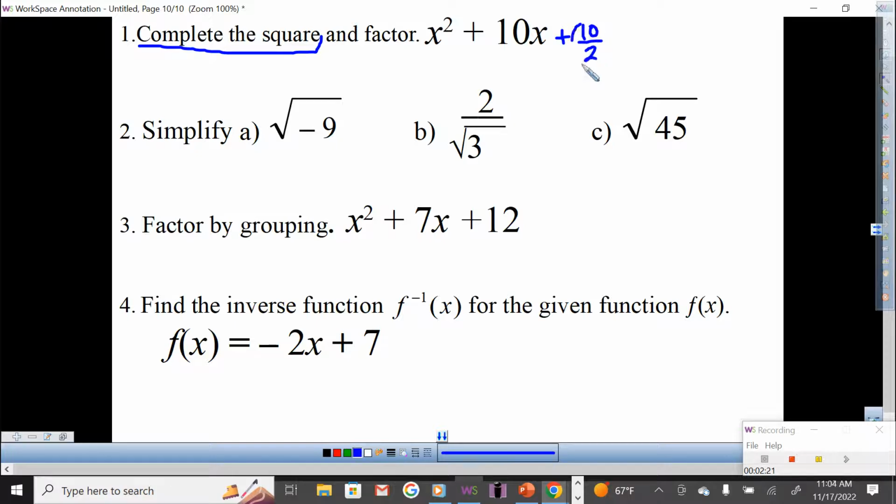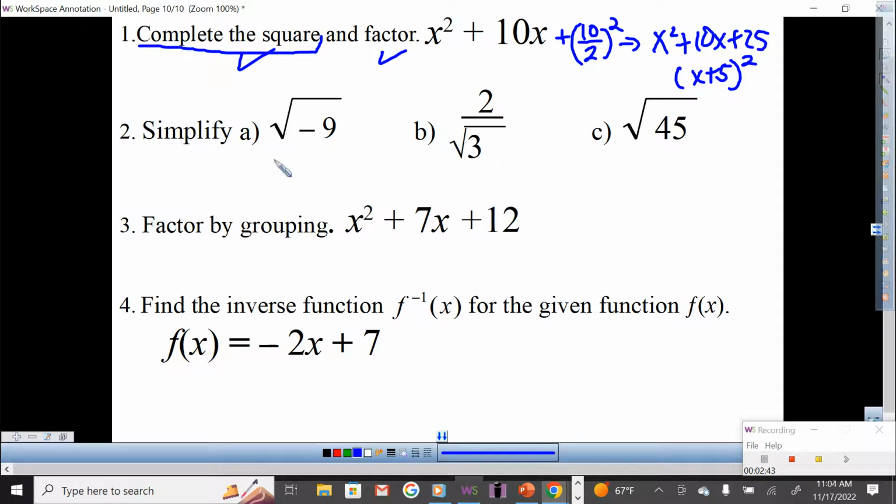10 over 2 squared. Hands if you got that. All right, some of us. So this becomes x squared plus 10x plus 25. So that's the first part. Second part, factor. Pass someone, Diego. Anaya, factors. X plus 5, squared. Hands if you got that. Some of us. All right.